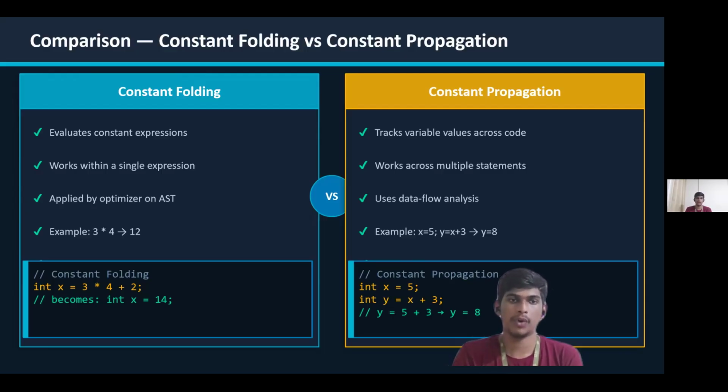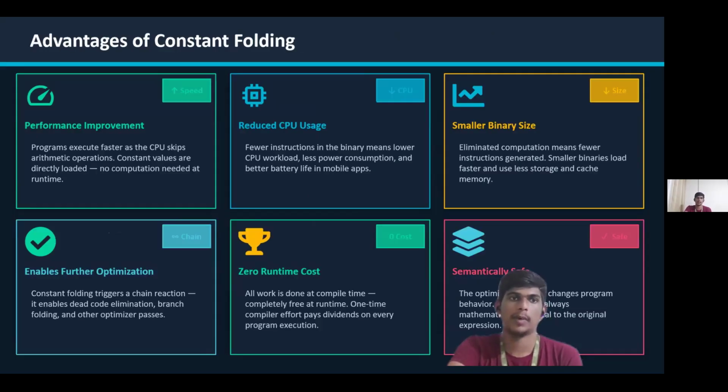But constant folding uses the abstract syntax tree. It works on single expressions. In constant propagation, it works across multiple statements. That's it. And coming to the advantages of constant folding, there are multiple advantages.